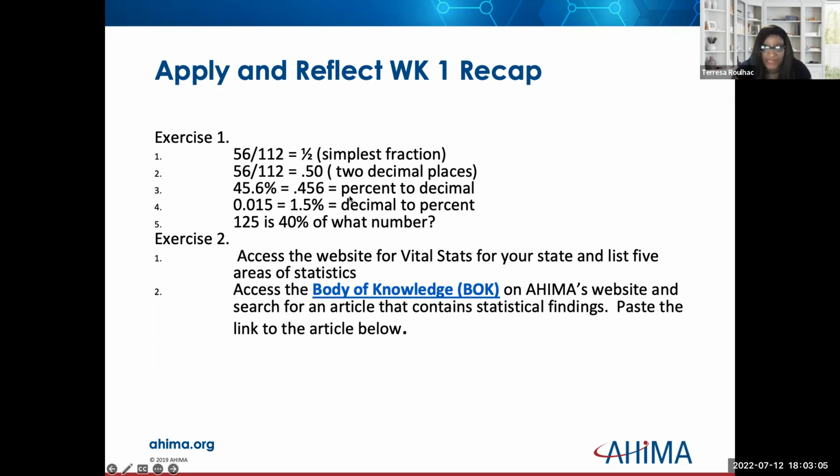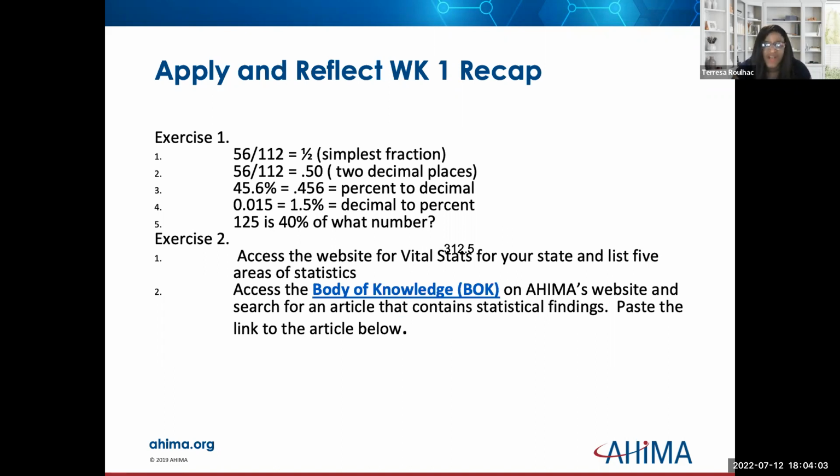To turn something from a percent to a decimal, you're going to the left 2 places. So 45.6% actually turns into 0.456. Same when we look at 0.015. Now we're going in the reverse. So we go to the right 2 spots, and that gives you 1.5. The last one, 125, is 40% of what number? Take your calculators, and you'll know that when you divide 125 by 40% or 0.40, you get 312.5.